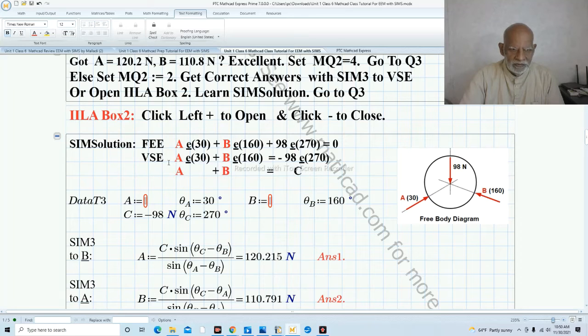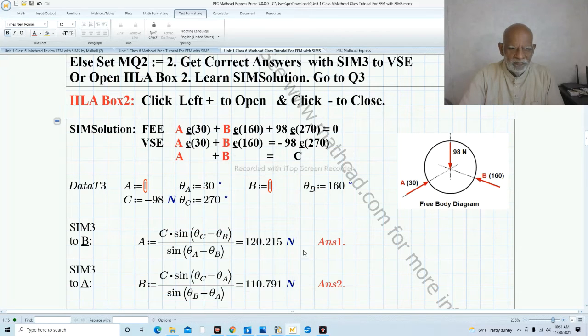Then you change it to VSE, you move this to here, and you don't have to do anything except with the minus sign. Now this is the data type 3 problem. So the data is given, and I have already put these values here. So they match the values there. You see that. So let's quickly go to the third problem.